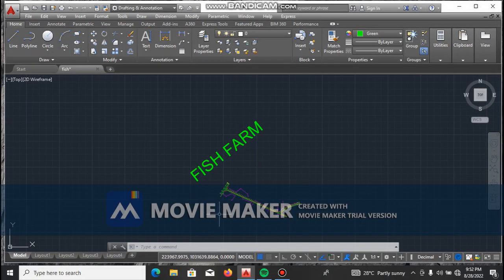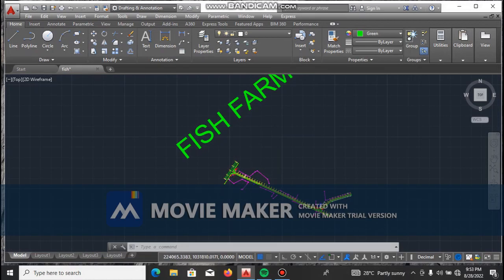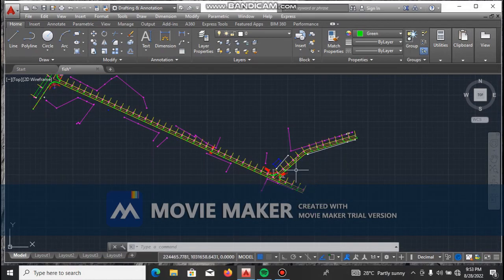Hello all, I'm here to show you how this design was made, from the beginning to the implementation of this design.